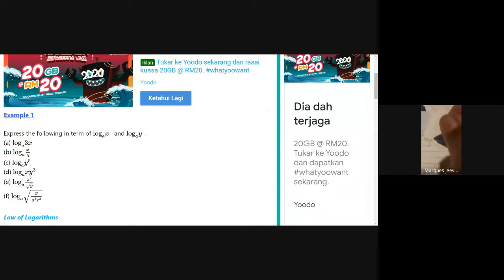Log a square root of y over a square x cubed. The first thing I'm going to do is change this whole thing to log a, y over a square x cubed, to the power of half. Can I do this? Yeah. Now, this becomes log a y to the power of half minus log a square x cubed to the power of half. Correct?